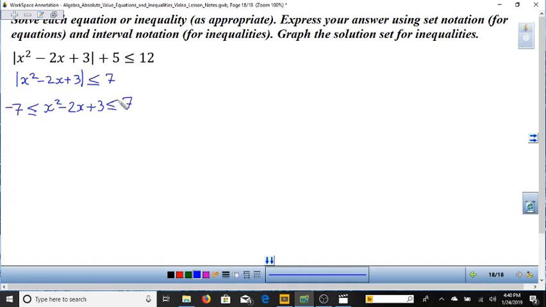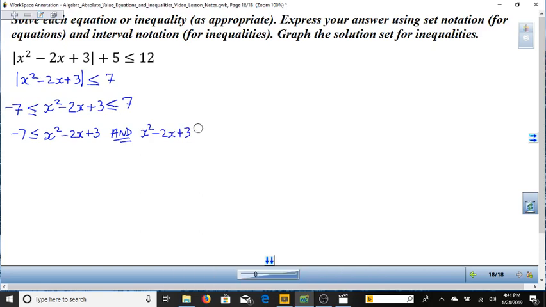Now, this is a little tricky here because it's not a linear compound inequality, it's a quadratic. So we have to interpret it the correct way. We're saying that -7 is less than or equal to x squared minus 2x plus 3, and this is an and, not an or, and at the same time x squared minus 2x plus 3 is less than or equal to positive 7. So now we can solve both of these inequalities.